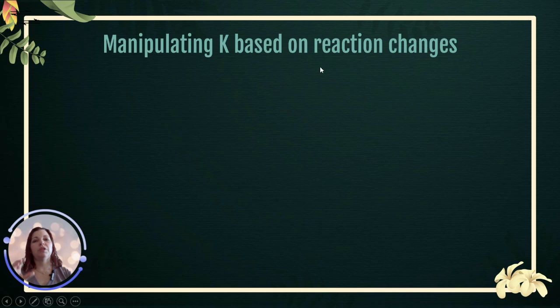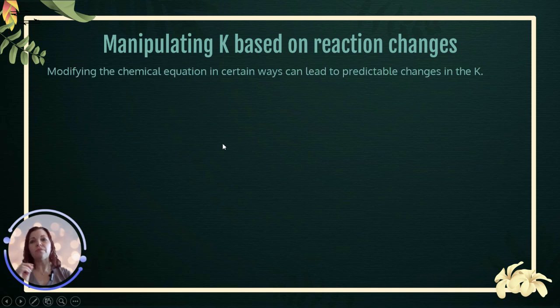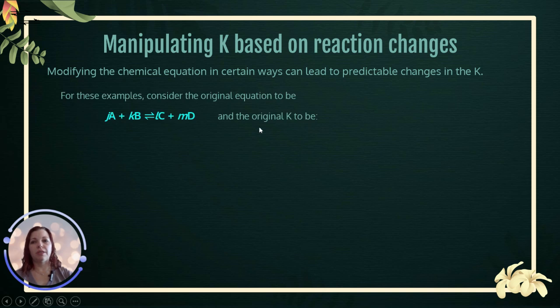So when we manipulate a reaction to make it sum, to give an overall reaction process from reactants to products, specifically when we're looking at elementary steps or elementary reactions, we can manipulate the K to reflect that change. So modifying the chemical equation in certain ways can lead to predictable changes in the K.